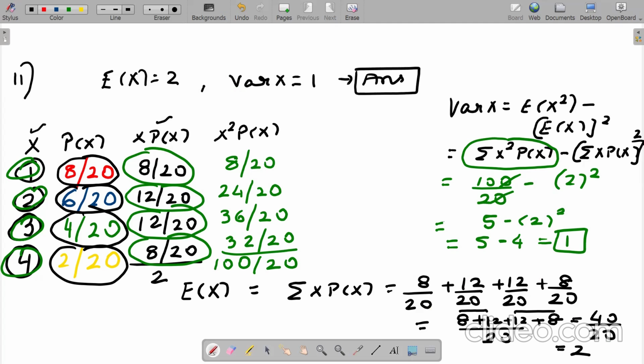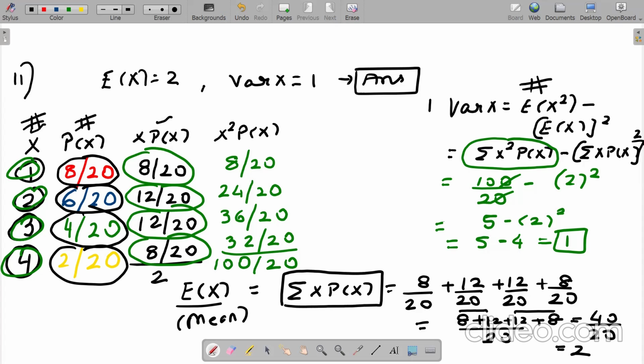Okay, 5 consecutive integers, 2 possible pairs of distinct integers. We calculate what are the values taken by x with corresponding probabilities. Mean is nothing but expected value of x, which is summation x px. Variance is nothing but expected value of x square minus expected value of x whole square.